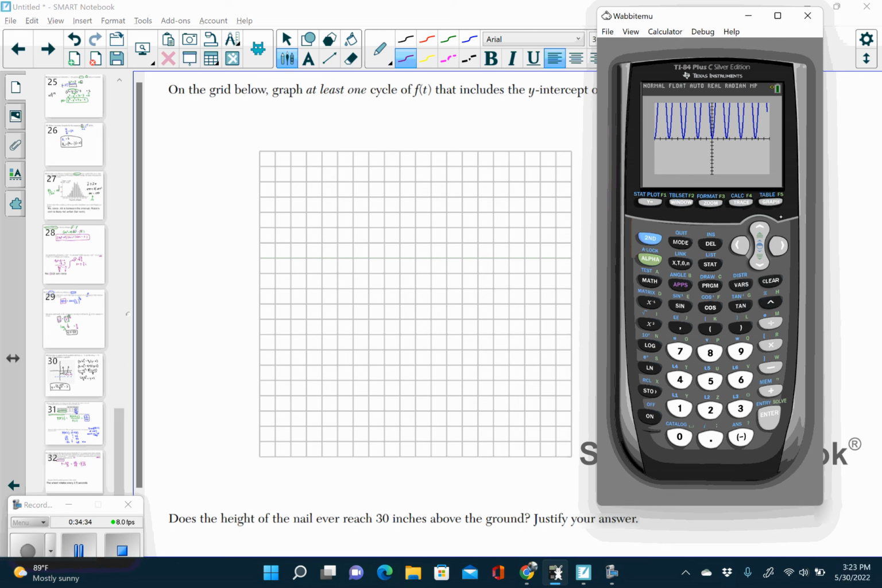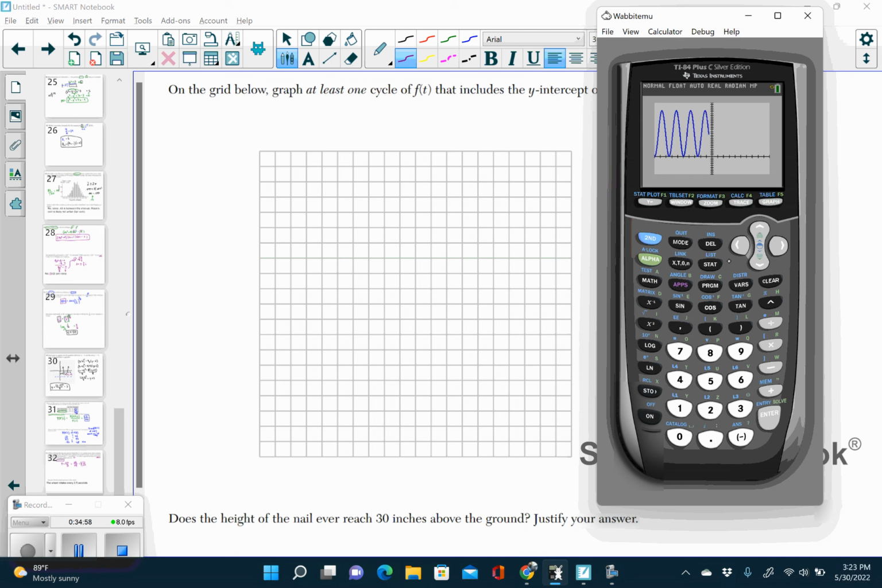So I can see things that are happening up here, right? So I'm going to go ahead and change my window so that I can see it. So I'm going to go to my Y max right here. It's my Y max, and let me be a little bit dramatic and just put 30. Okay. And then let me go ahead and hit graph, and it just wants one cycle including the y-intercept.